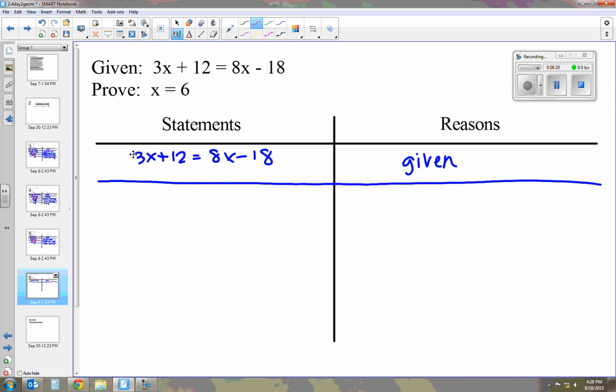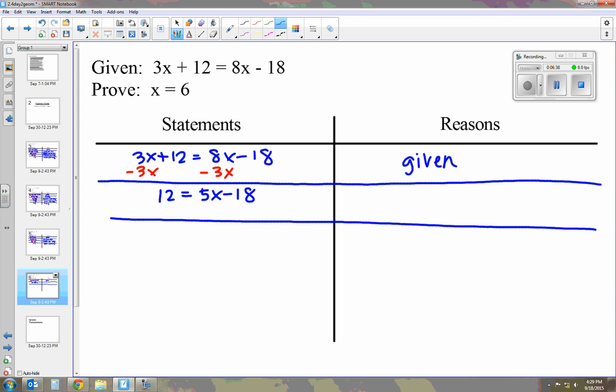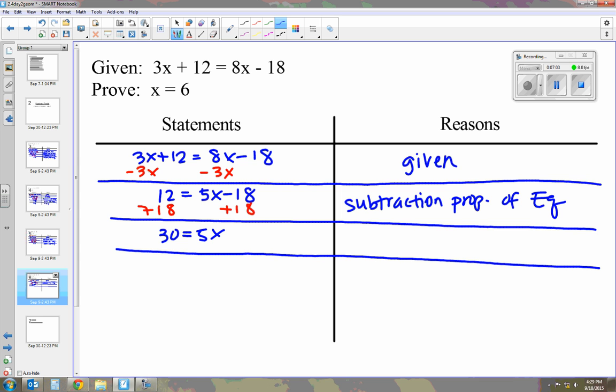So what I'm going to do here is subtract the 3x. And you may do something differently, that's okay, but I'm just going to show you how this one works. So we have 12 equals 5x minus 18, and that's our subtraction property of equality. Okay. Next, I'm going to add the 18. And I get 30 equals 5x. And that's our addition property of equality.